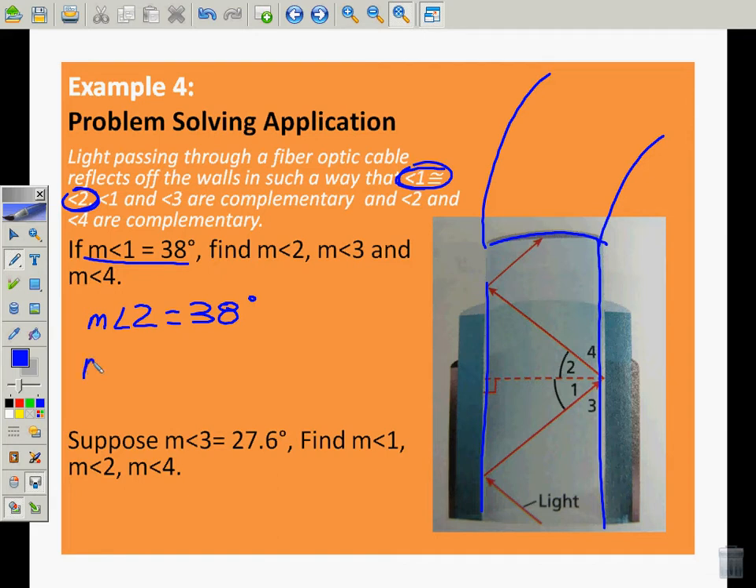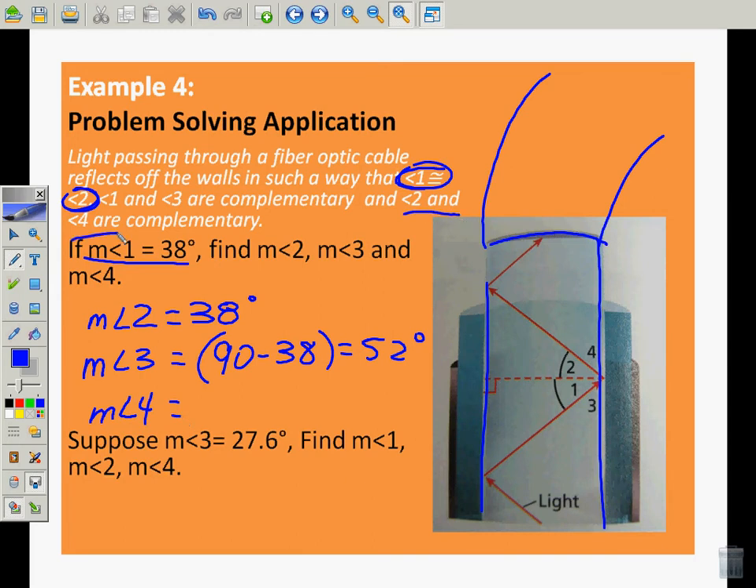So the measure of angle 3 is equal to 90 minus 38, because really what that gives us is the complement of angle 1. And we know that 1 and 3 are complementary. So 90 minus 38 would be 60 minus 8, which is 52. And the measure of angle 4, 2 and 4 are complementary, so that would give this one also a 52-degree measure.